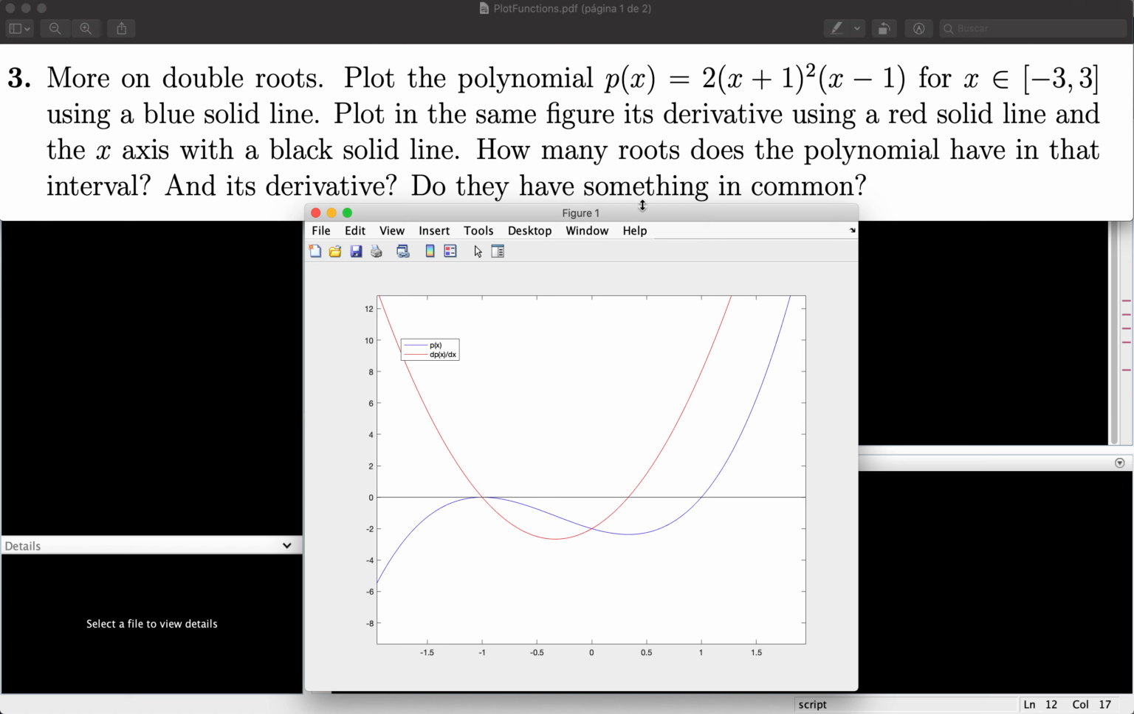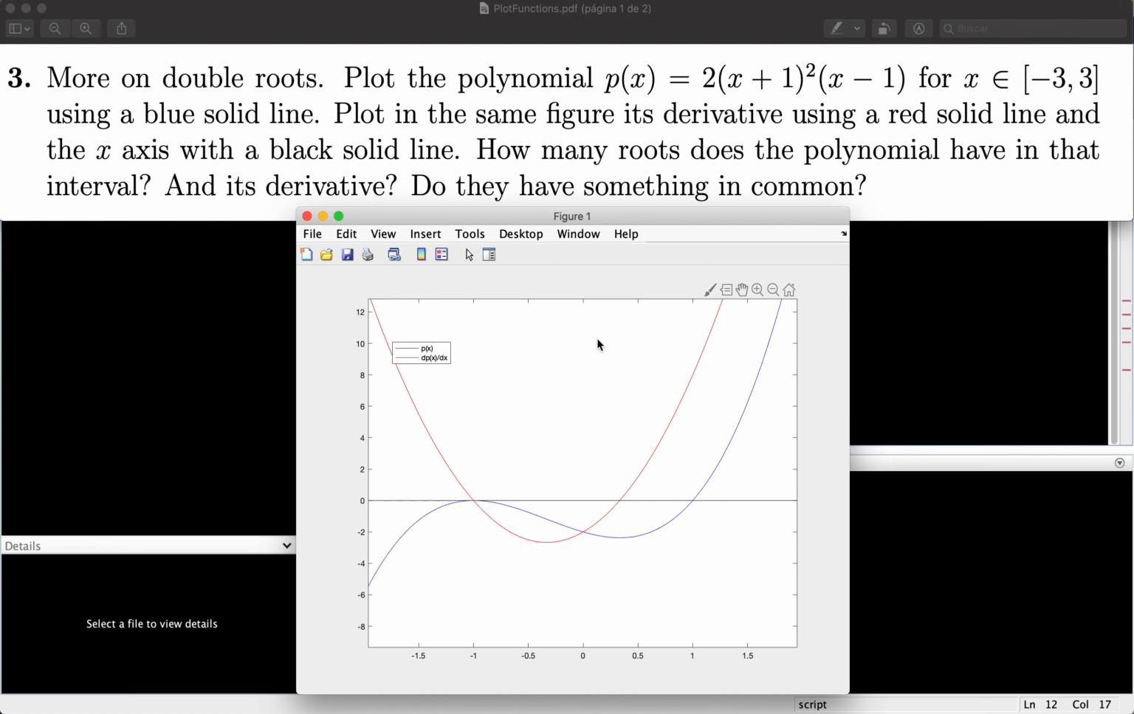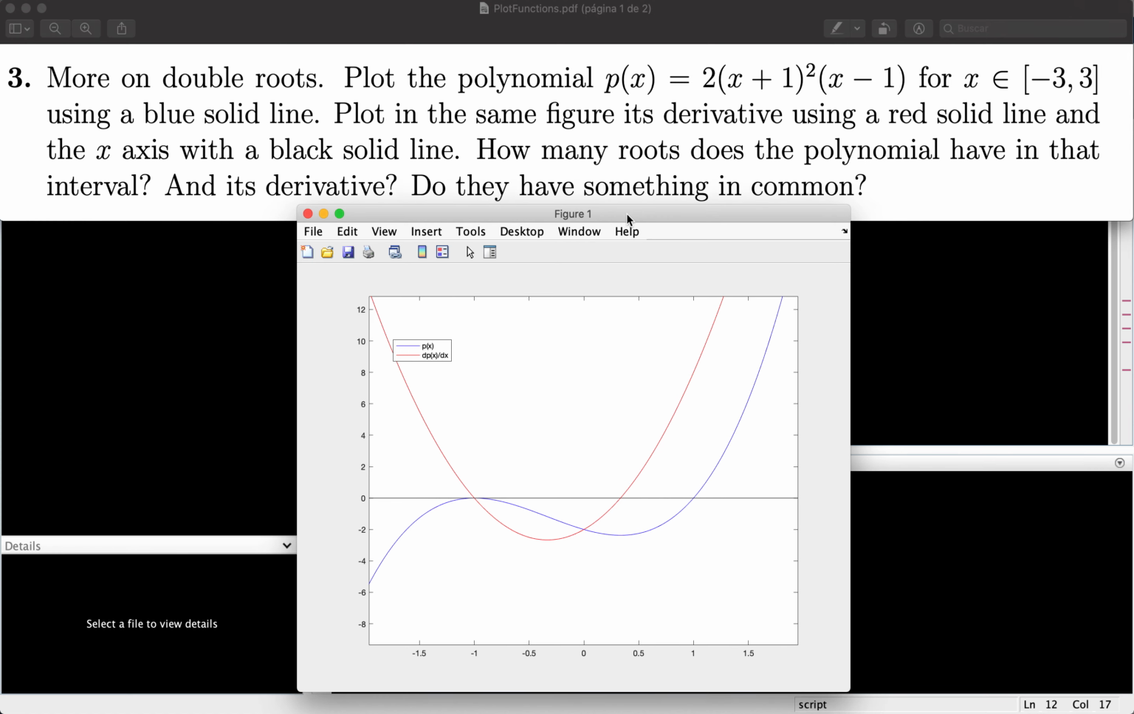And do they have something in common? The answer is yes, because one of these roots, which corresponds to x equal to -1, is a double root. Because at this point, the function and the derivative both vanish. And here, we don't have a double root. We simply have a single root, because only the function vanishes at the point x equal to 1. So this is the solution of this exercise. Thank you.